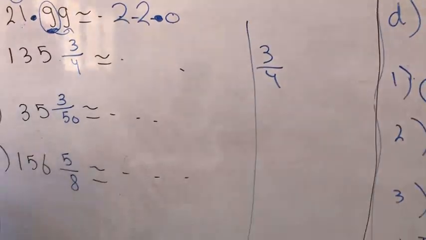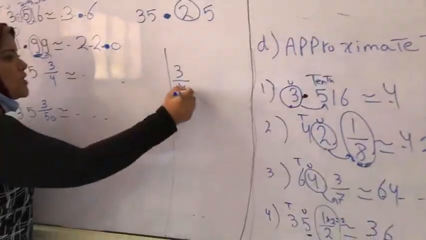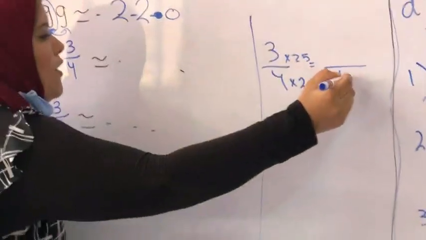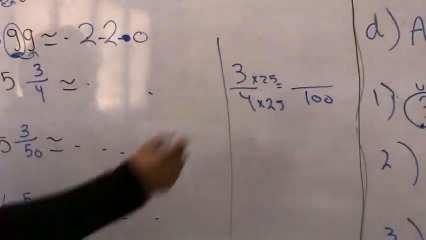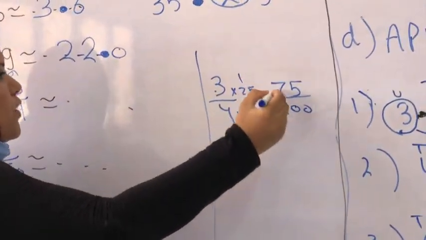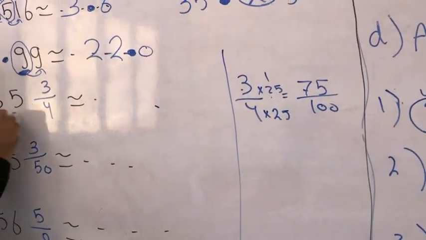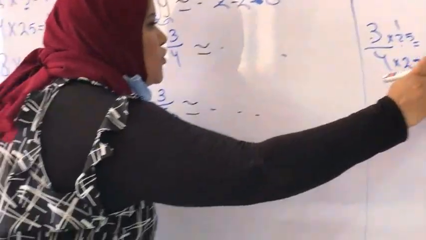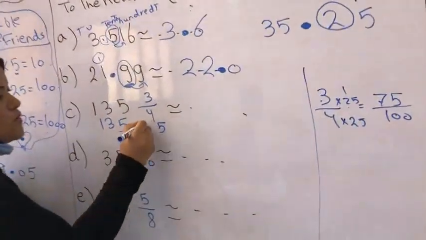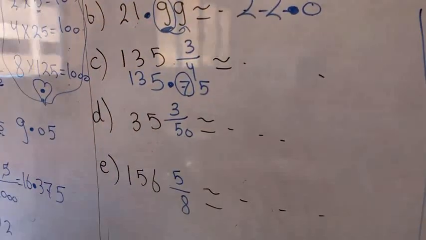How come? From the table of friends. Excellent. So I will multiply 4 by 25 and the numerator by 25. It equals 100 in here. 3 times 5 is 15, and carry 1. 3 times 2 is 6, plus 1, 7. So I have in here 75, and put the point after 2 digits. 1, 2, and put the point. Now in here, I have the tenth place.